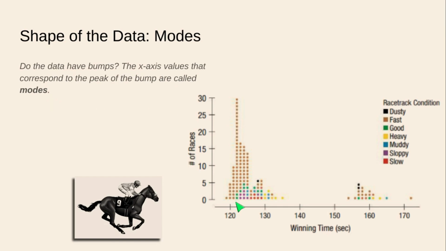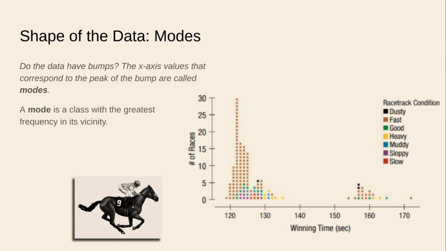So we have a mode at about 122 seconds, it looks like. Here's 120, here's 130, 122 seconds winning the Kentucky Derby. We also have another mode over here at about the 157 second mark, somewhere in this neck of the woods. This we would consider another mode, right?